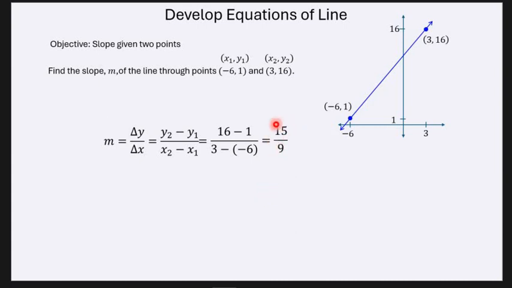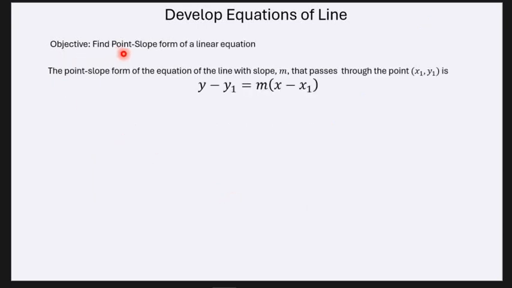We need to reduce this fraction though. They both have a factor of 3, so I divide the top and bottom by 3 and get 5/3. So there I have the slope of the line. The slope of the line is 5/3, and I've answered this question. And that's how you find the slope of a line given 2 points on the line. Let's look at another objective.